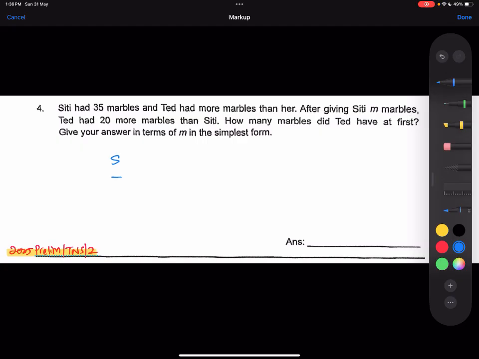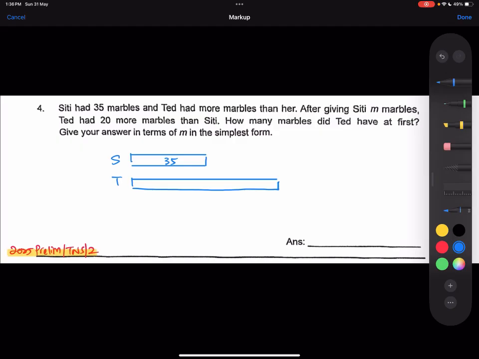Okay, we have Siti, we have Ted. Siti had 35 marbles. Ted had more marbles than her. Okay, let's draw a longer bar for Ted. After giving Siti M marbles, Ted had 20 more than Siti.